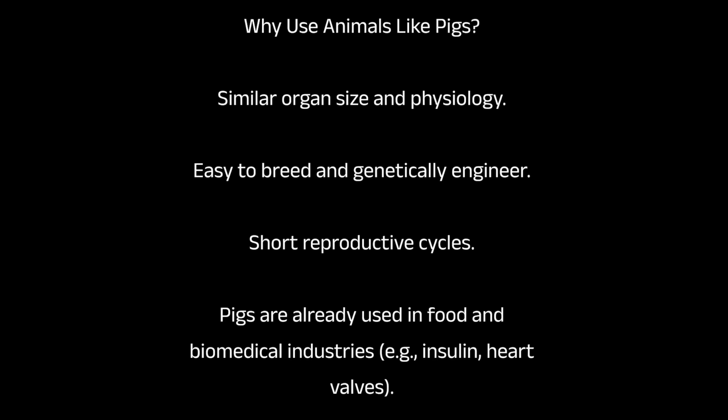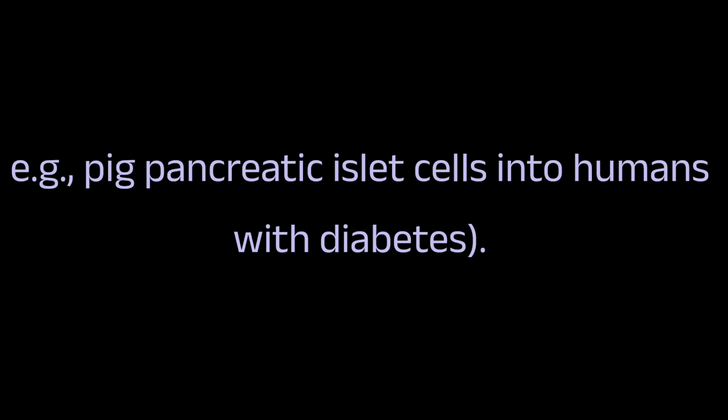Xeno means foreign or different. This transplantation is interspecies, like pig to human. That means an organ is transplanted from an animal to a human being. This type of xenogenic transplantation can be cellular, tissue or organ. In cellular xenogenic transplantation, individual animal cells, like isolated pig pancreas cells, are transferred into a human with diabetes.